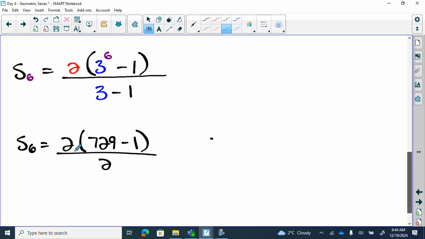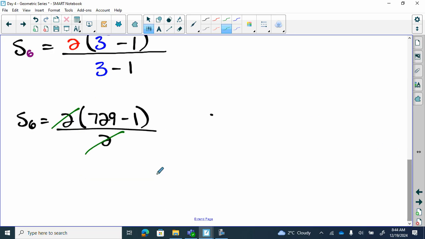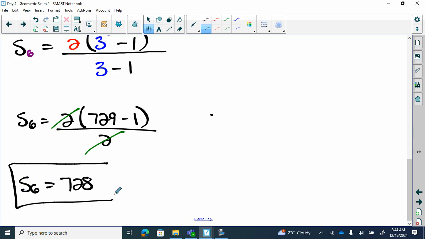What would happen to these? What's like a quick way to do this? 2 divided by 2 is 1. Now I'm left with 729 minus 1, or 728. That is the sum of those 6 terms.